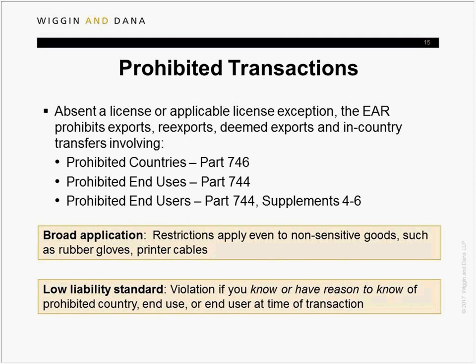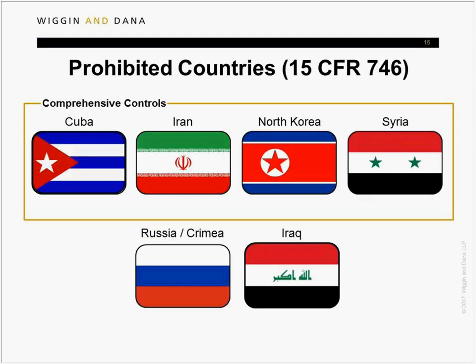So it's pretty important to be aware of these. What are the prohibited countries? We could spend hours talking about the types of prohibitions that apply here, and we're not going to do that today, but it's important to be aware that if you see the name of one of these countries associated with the transaction, that's a red flag. You need to study the matter further.